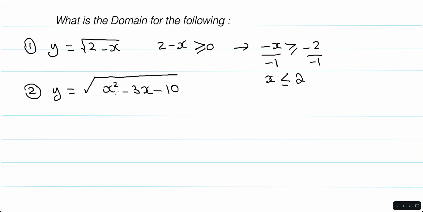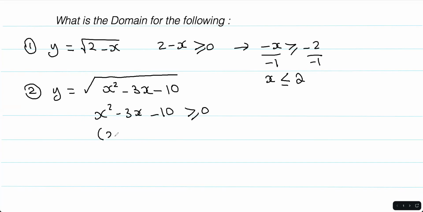Sorry, this is supposed to be x squared minus 3x minus 10. So now, again, this here has to be positive. Whatever is under the square root here cannot be negative. There are x values that could make this expression negative, and then we cannot square root it. How are we going to figure out the x values that are part of the domain? We take the x squared minus 3x minus 10, and we say it has to be greater than or equal to 0.